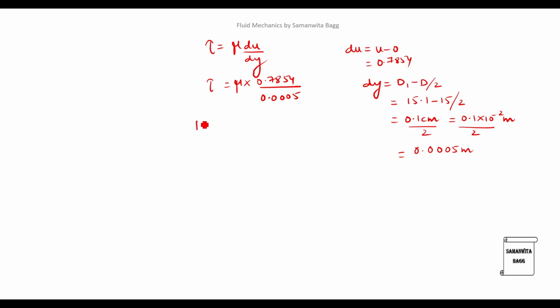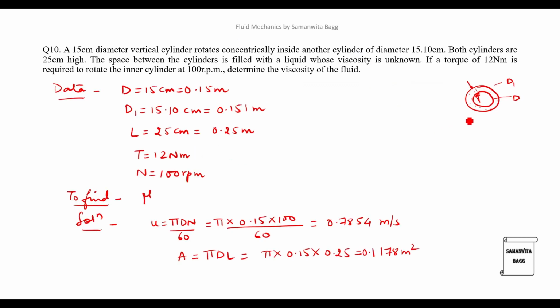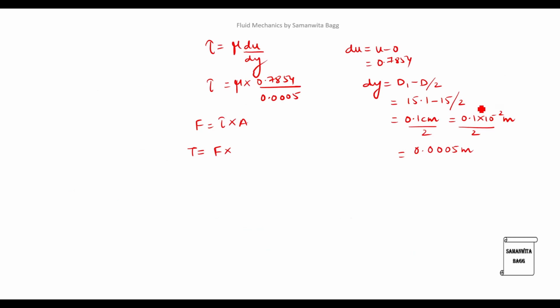We know that force is tau into area, and force in itself can also be written in the form of torque. Torque is always force into distance. Now distance will be half of this diameter. So when I talk about this diameter, it is d. So this will be d by 2. This is torque. So force becomes 2t by d.